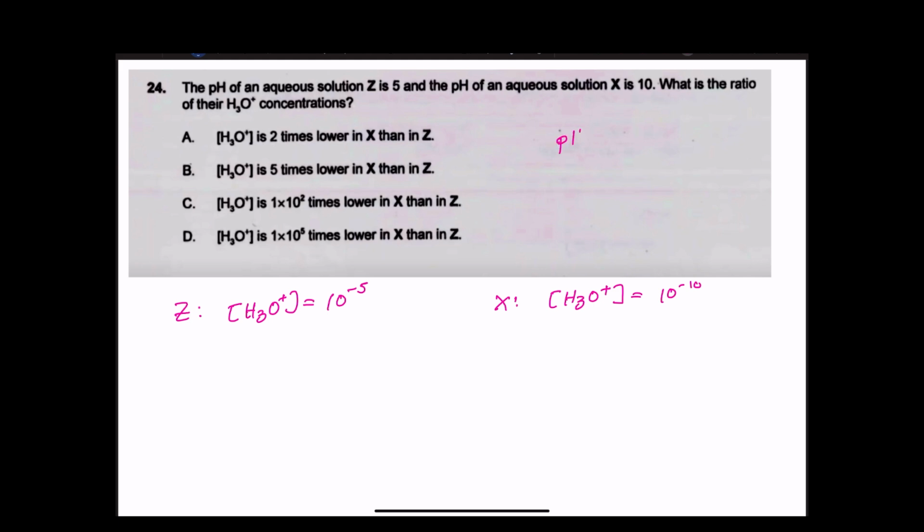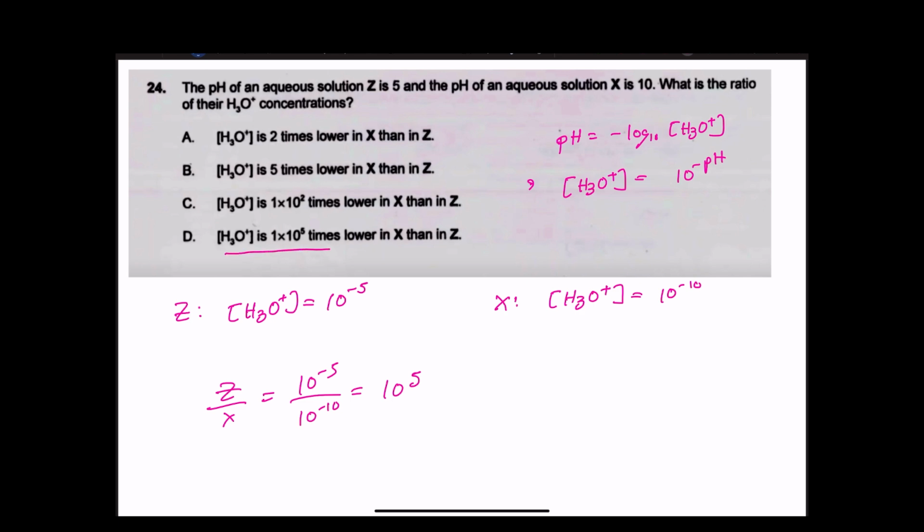So basically pH is minus log base 10 of H3O plus. So from here, H3O plus, if I just take the antilog, would be 10 to the power of minus pH. If I do Z over X, it will be 10 to the power minus 5 by 10 to the power minus 10, which will be 10 to the power 5. So I can say H3O plus is 10 to the power 5 times lower in X as compared to Z. Answer is option D.